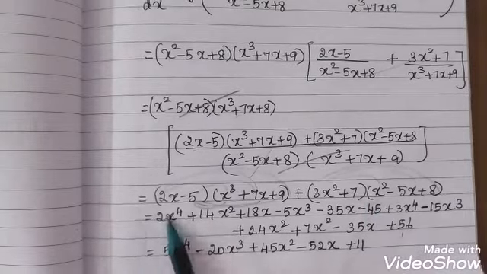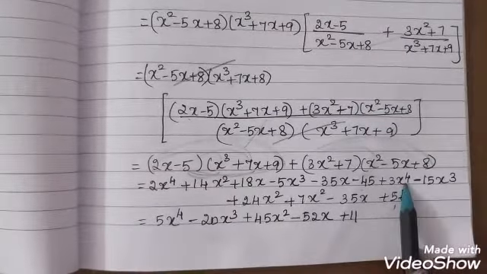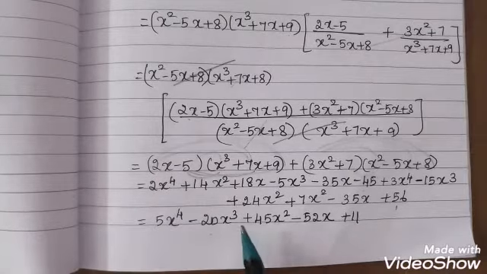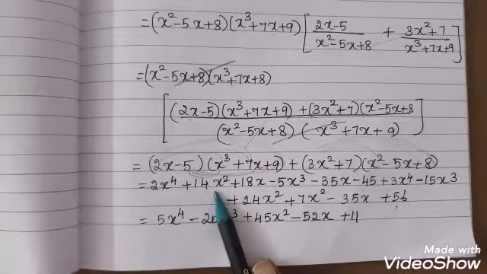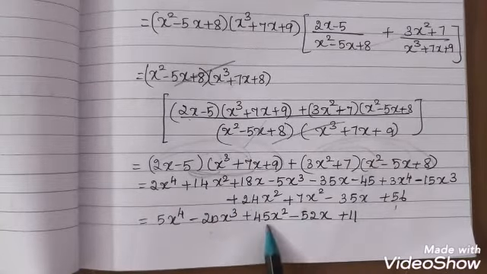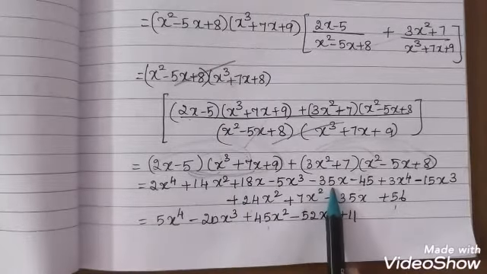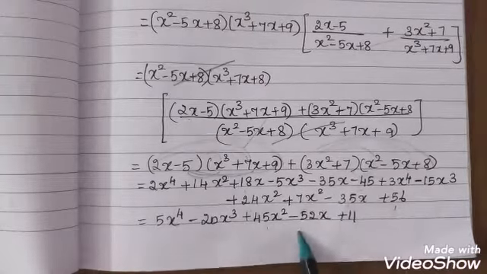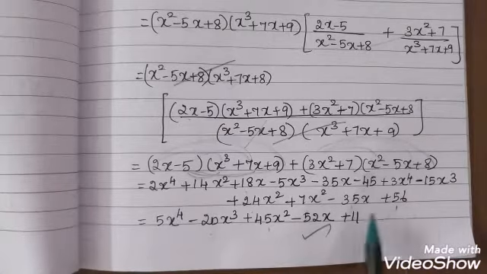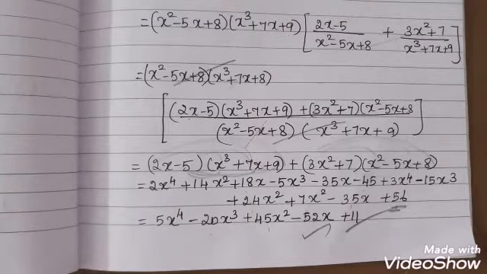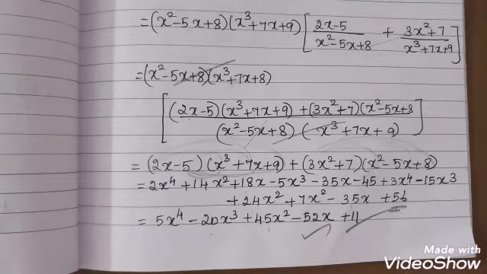Now, 2x power 4 plus 3x power 4 is 5x power 4. Here again, minus 5x cube and minus 15, so it is minus 20x cube. Plus 45x squared: 14x squared, and 24 makes 38, 38 plus 7 will give you 45x squared. Next, 18x minus 35x gives minus 17x, and minus 17x minus 35x is minus 52x. And the last term is minus 45 plus 56, that's nothing but plus 11. So by all the three methods, whatever you do, they are the same.